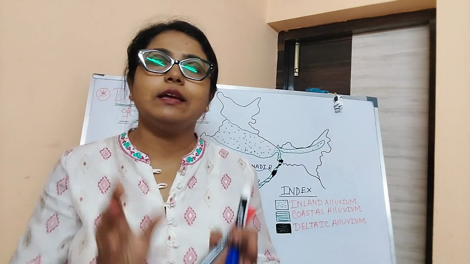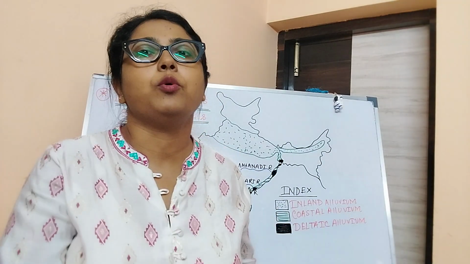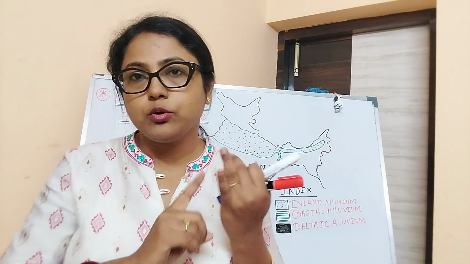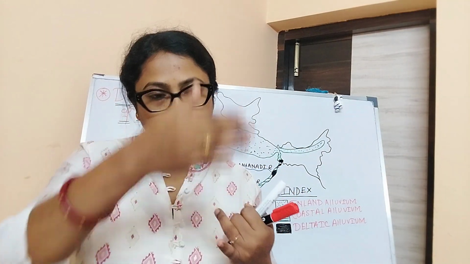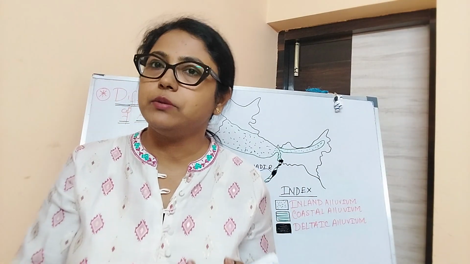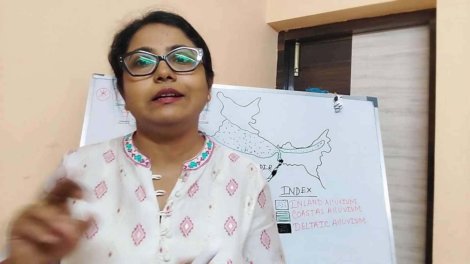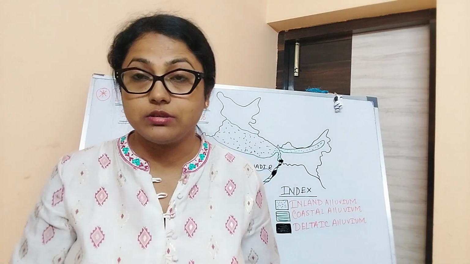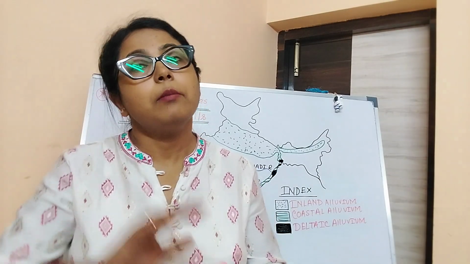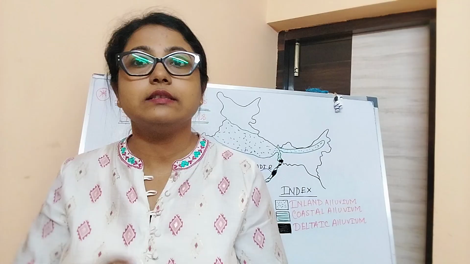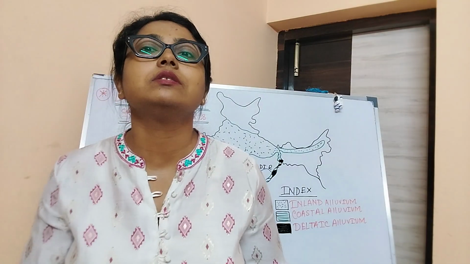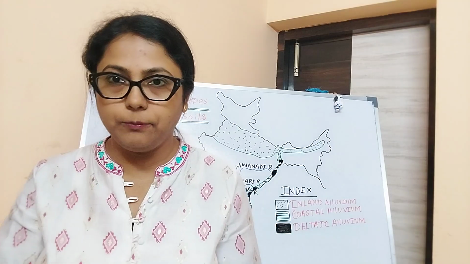Clear? Now this alluvial soil, depending on the deposition area: one I told the foothill area, just below the hill part, along the foothill there it can be deposited. Another I told the floodplain area, there also it can be deposited. And the third one I told the delta region, there also it can be deposited. Except these three regions, one more region is there, that is the coastal region along the coastal strips of peninsular India. There also alluvial soil is found.